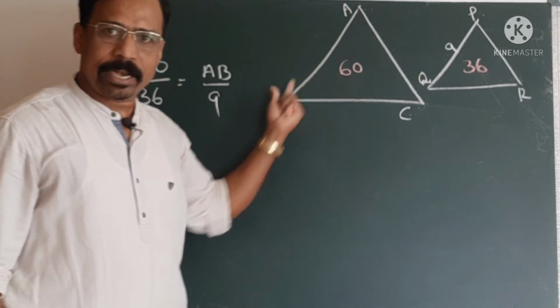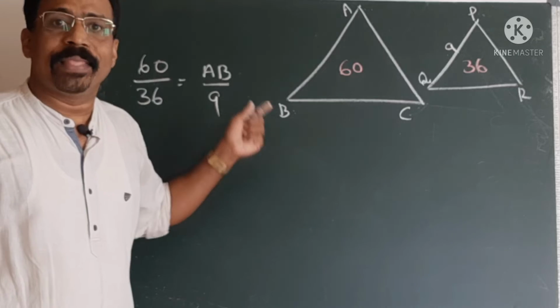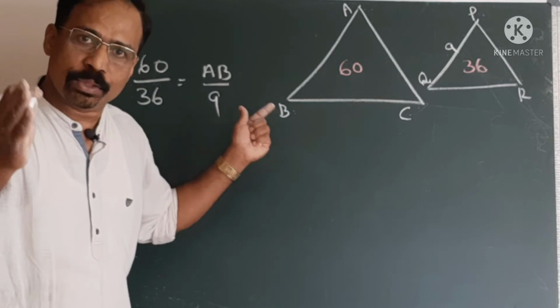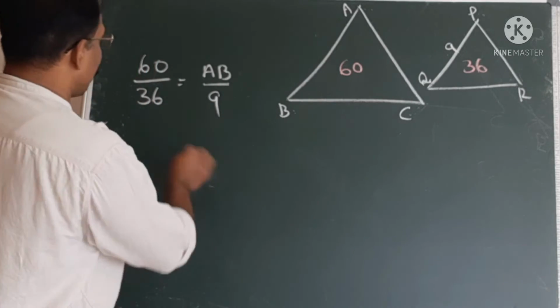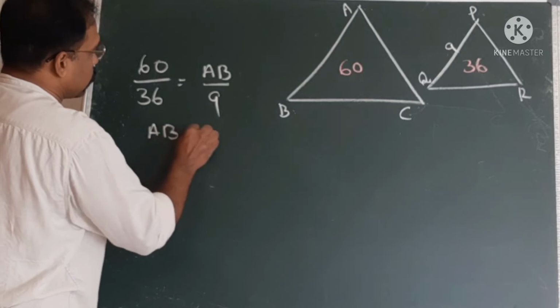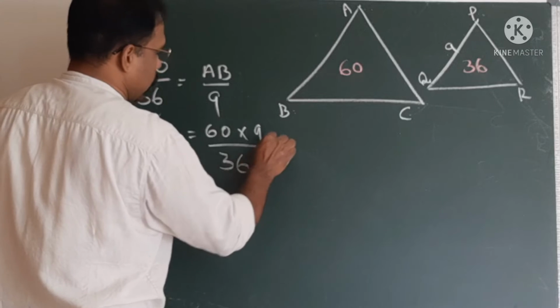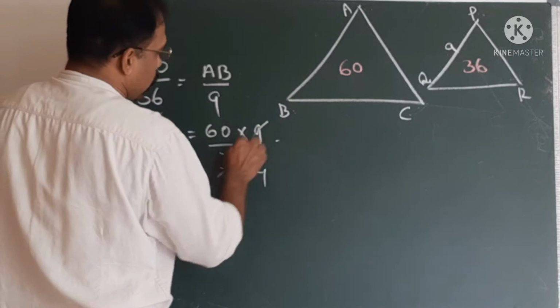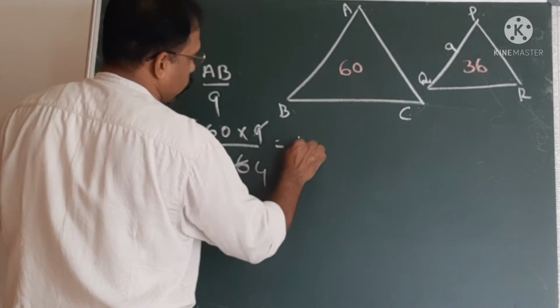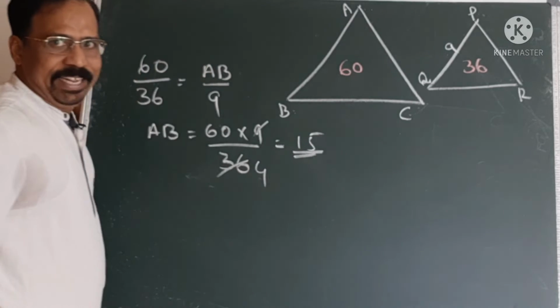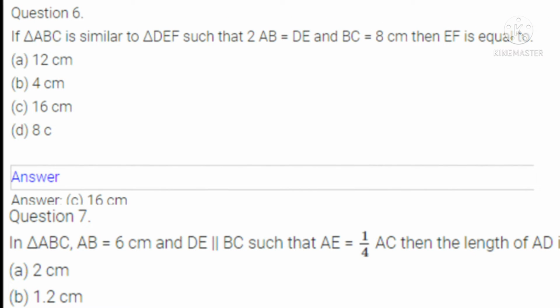So, the sides are in proportion. Therefore, their perimeter will also be in the same proportion. Now, let us find out AB is equal to 60 into 9 divided by 36. So, 4 fours are 16. So, the answer is 15.